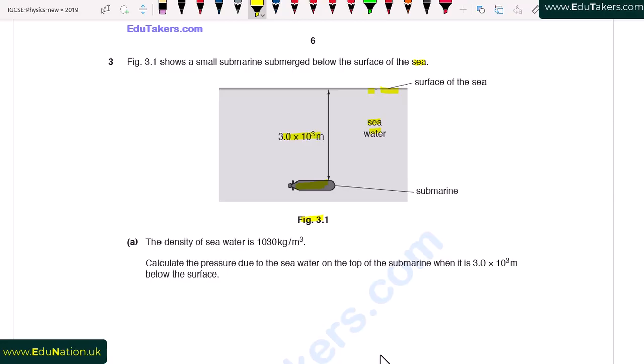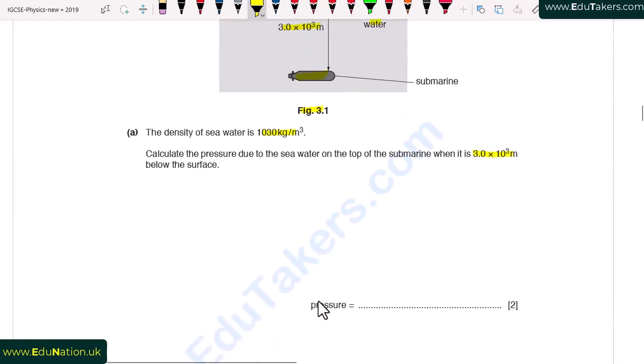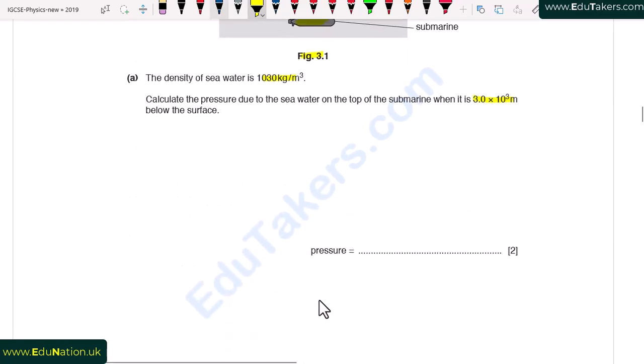Part A. The density of sea water is 1030 kg per meter cube. Calculate the pressure due to the sea water on the top of the submarine when it is 3.0 × 10^3 meters below the surface. Here we have to calculate the value of pressure, and pressure is equal to the product of density, acceleration due to gravity and height.